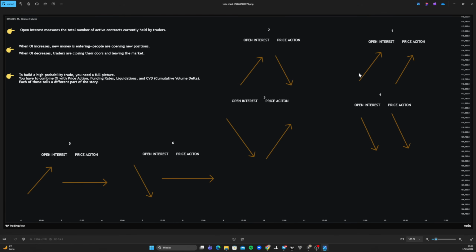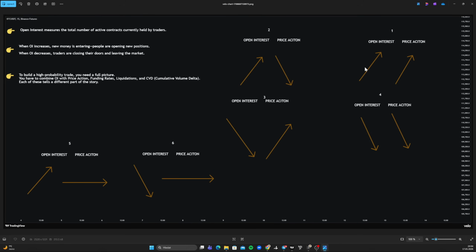There are four main situations that you can find in the markets or in the charts, especially Velo charts, when you use open interest. The first situation is when price is going up and open interest is going up. Many people think this is a sign to buy. It depends, but we see it as a sign that it could be an overcrowded trade.